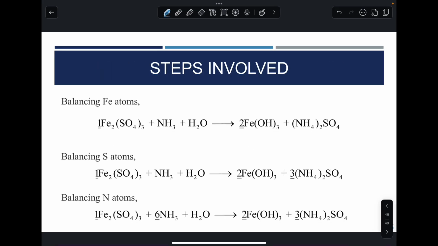So these are the steps that are involved. We want there to be a balanced amount of iron on both sides, sulfur on both sides, oxygen on both sides, nitrogen and hydrogen. And that's really it, because hydrogen and oxygen are going to be accounted for already. And so the first step that would be done is by doing this.